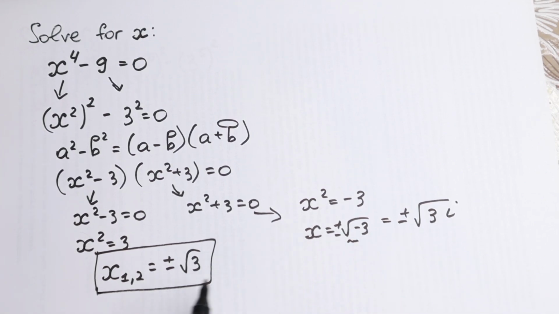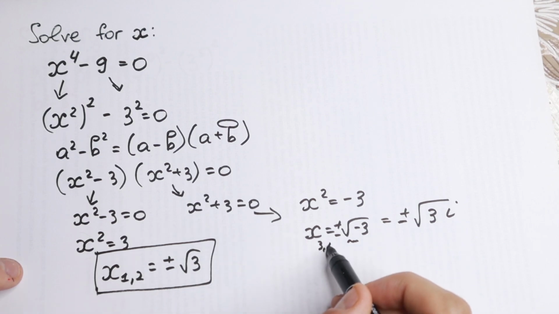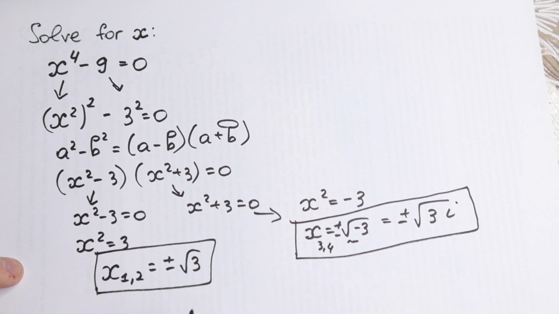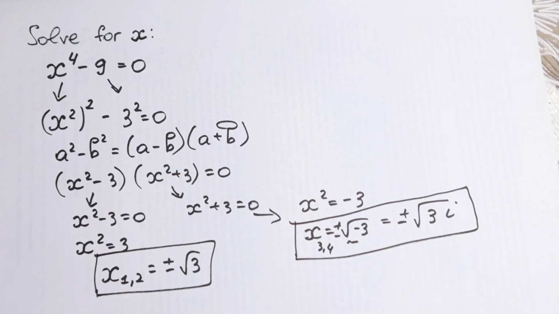We have two roots right here, complex roots. This is 3 and 4. These are complex roots, and these are real number roots. So I hope you understand this explanation.